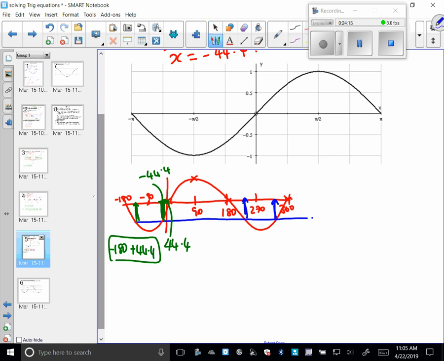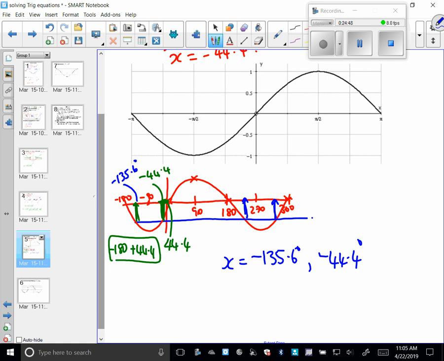And what is that value? Negative 135.6. And within our range of negative pi to pi, or negative 180 to 180, they are the only two solutions. Okay? So I know that x is negative 135.6 or negative 44.4, but they are both in degrees.